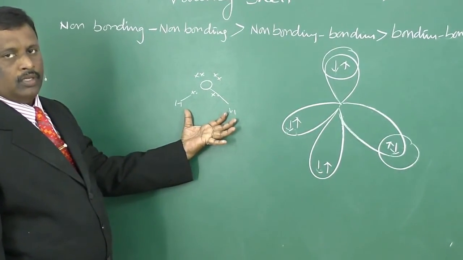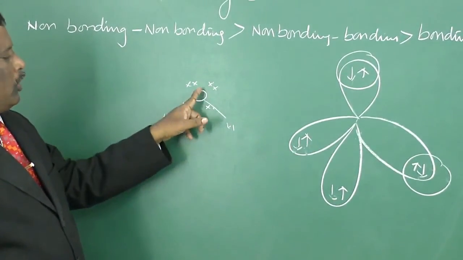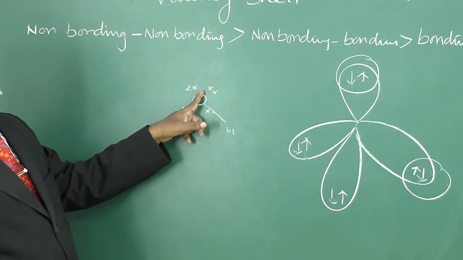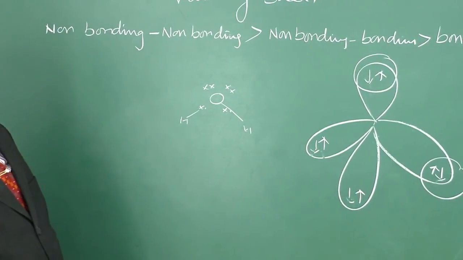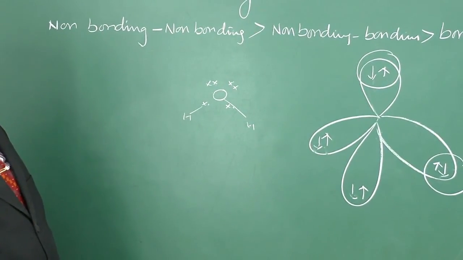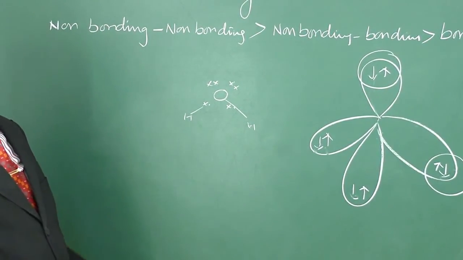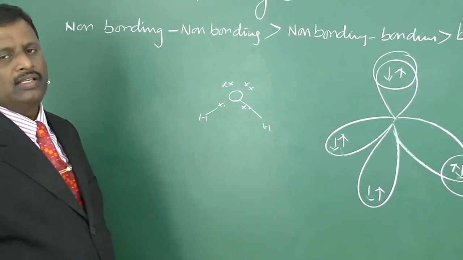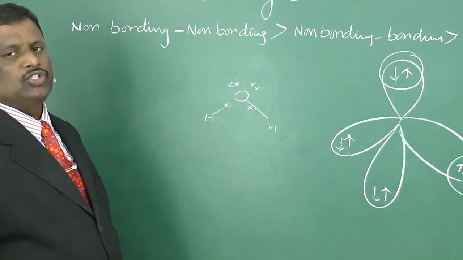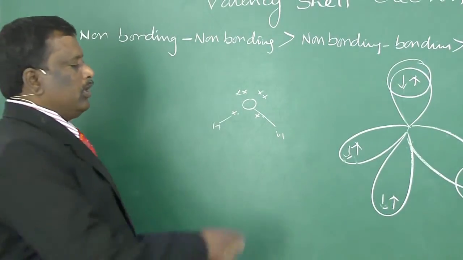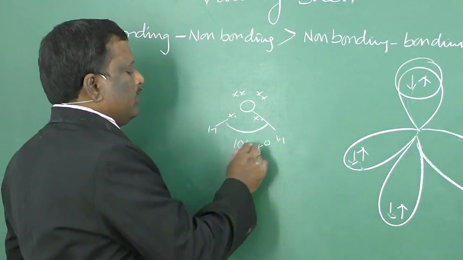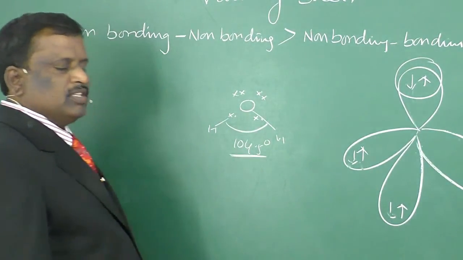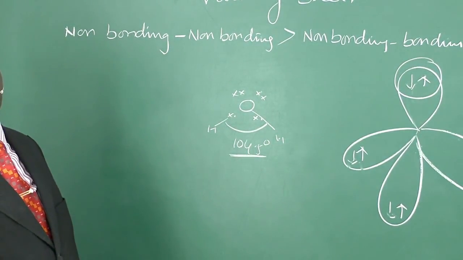Because of the presence of 2 non-bonding pairs in the H2O molecule, a greater decrease in bond angle is observed. In NH3, just a 2 degree decrease is observed. Here nearly a 5 degree decrease is observed in the H2O molecule. So the molecule is V shaped with an angle of 104.5 degrees. This is the shape of the H2O molecule.